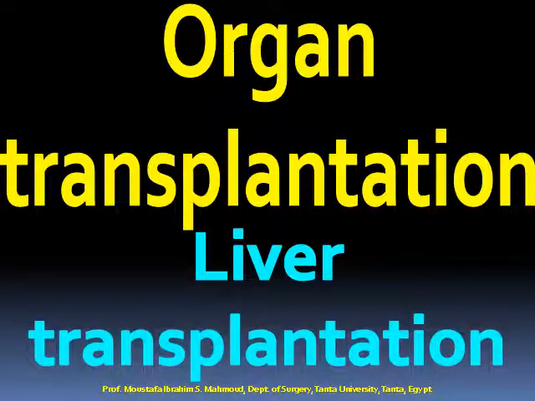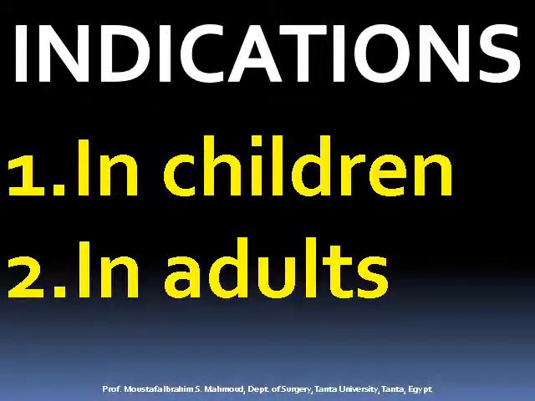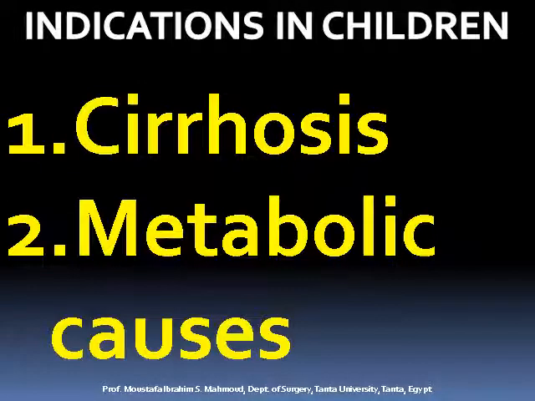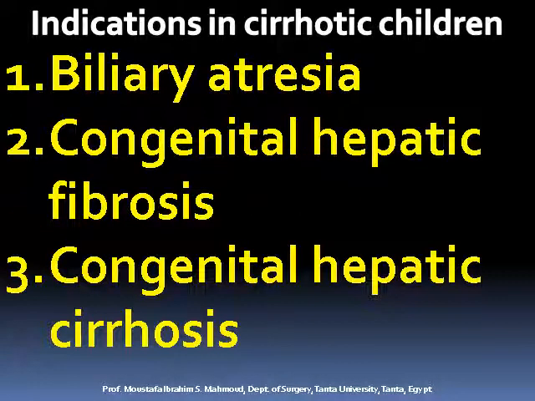Organ transplantation, liver transplantation. Indications in children and in adults. Indications in children: cirrhosis, metabolic causes. Indications in cirrhotic children: biliary atresia, congenital hepatic fibrosis, congenital hepatic cirrhosis.